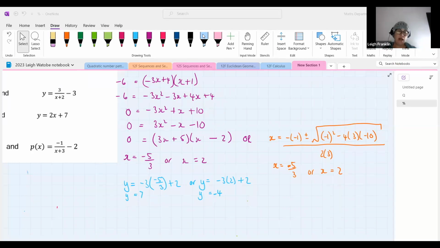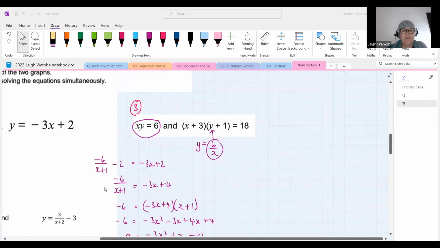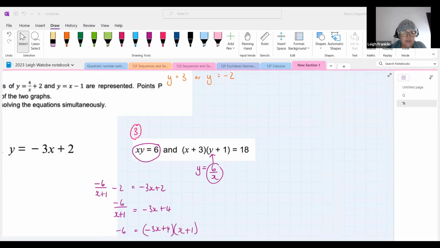All right. Is everybody happy with question 2? Is that making sense to you? Are we all good? Yes. All right. So we've just got a little bit of time left. What I'd like for us to do is just to go back and have a look at this extension question over here.